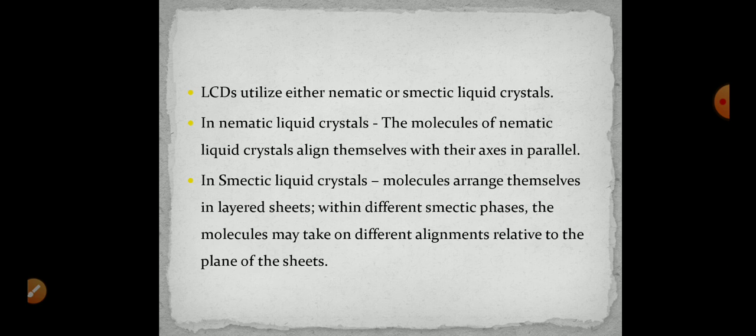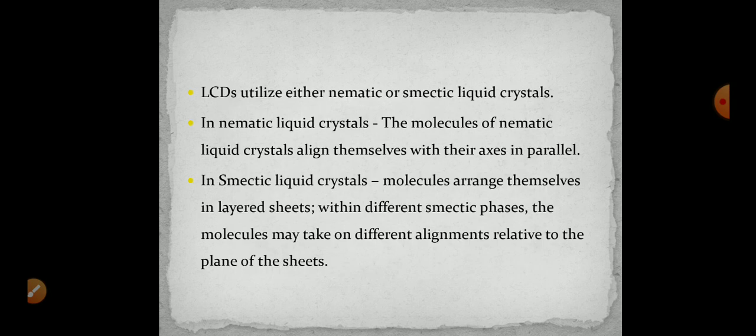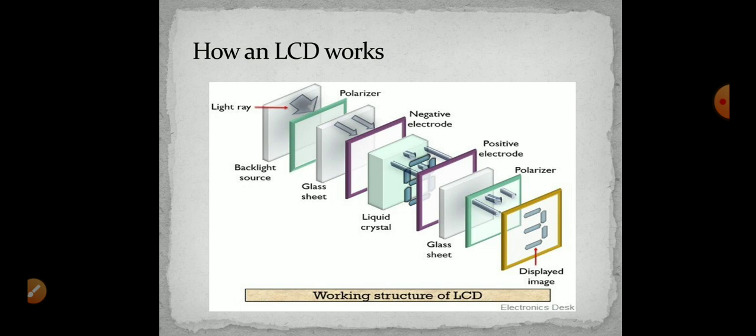In smectic liquid crystal, molecules arrange themselves in layered sheets within different smectic phases. These are represented in the second figure, smectic type A. The different types of smectics are available, but here only smectic type A is represented. Basically, LCD uses nematic and smectic liquid crystals. Next one is the working of LCD.